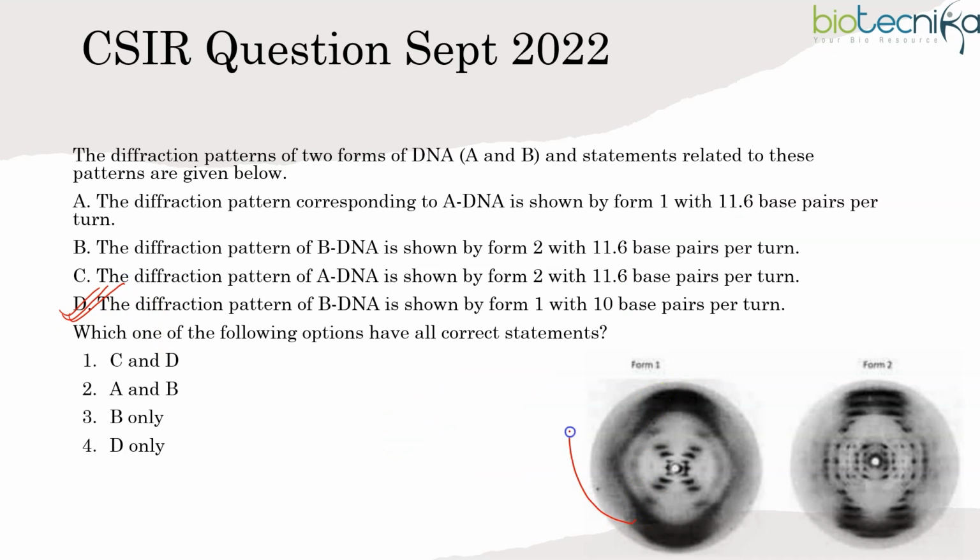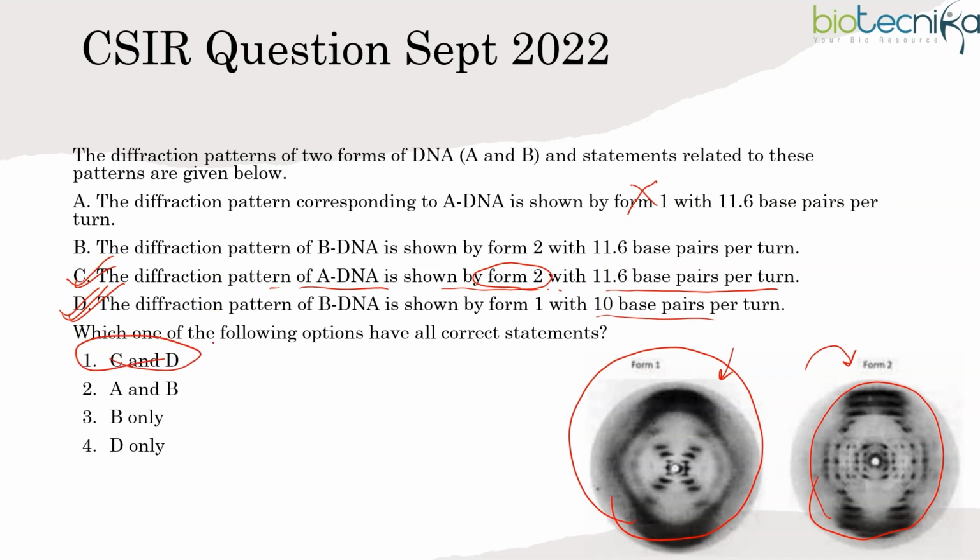In fact, form 1 is what is actually for B DNA, and that has 10 base pairs per turn. And then obviously form 2 is a different pattern. It is not the same pattern. So that's why this has to be A DNA. So the diffraction pattern of A DNA is shown in form 2, not this one, and that has 11.6 base pairs per turn. So that is why C and D is the right answer over here.